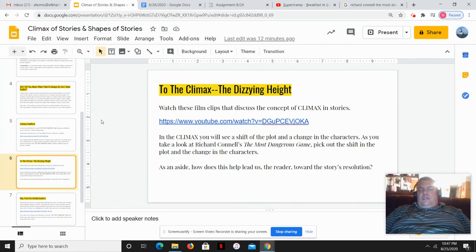Now to the climax, the dizzying height. Watch this film clip that discusses the concept of a climax in a story. Remember that in a climax you will see a shift of plot and a change in the characters. So as you take a look at Richard Connell's The Most Dangerous Game, pick out the shift in plot and the change in the characters. As an aside, how does this help lead us, the reader, toward the story's resolution in terms of Richard Connell's story anyhow?